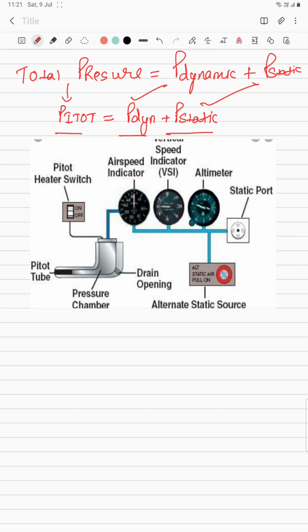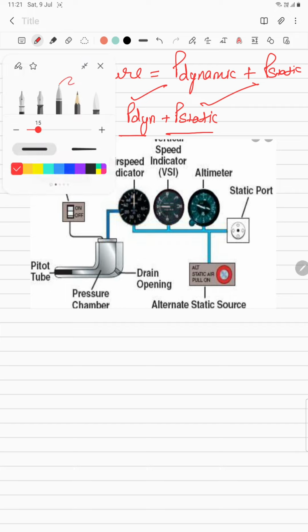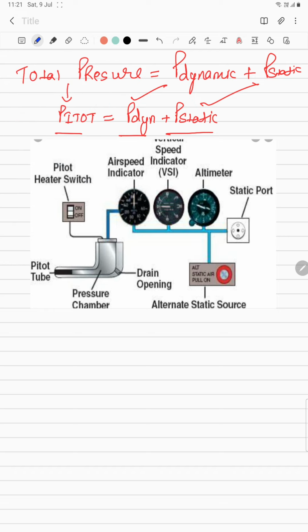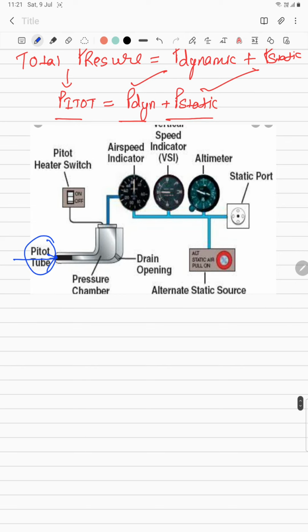For now, I'm putting up this picture to explain which instrument uses the pitot pressure, which is your total pressure, and which instrument uses your dynamic pressure. As I have told you, we will talk in detail about each and everything. So now guys, this is the pitot tube. Whatever the total pressure is coming in the tube, it goes to your airspeed indicator, your vertical speed indicator, and your altimeter.